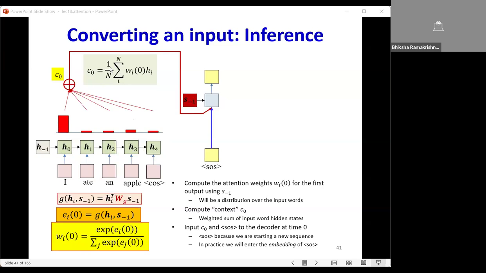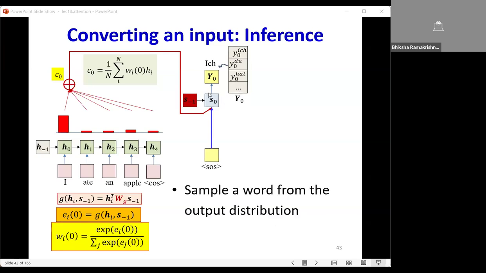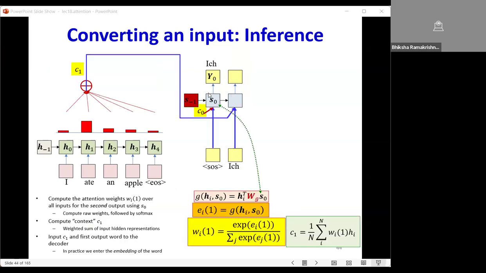This annoying one over n must be ignored. You take a weighted sum of all of these vectors, and that gives you a context vector that is fed into this recurrent state along with the start of sentence marker. And now the decoder is going to produce an output probability distribution for the first word on the output side, from which you draw a word and then feed it back to the network.